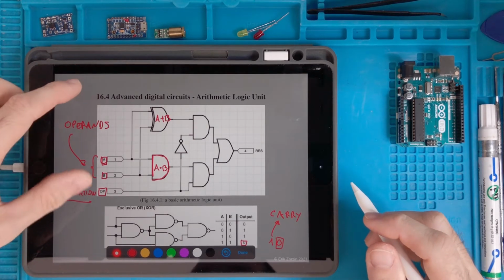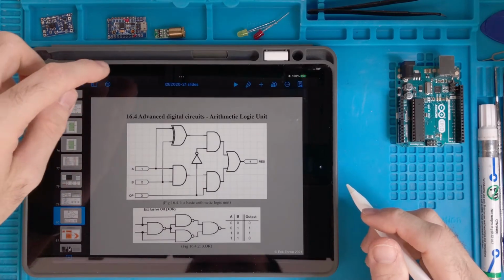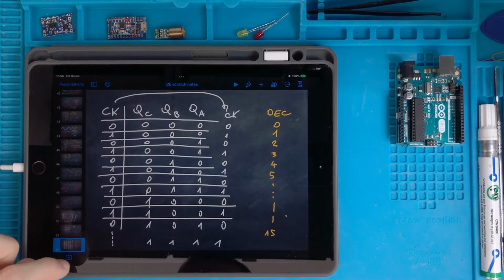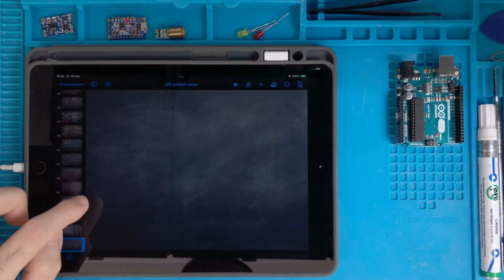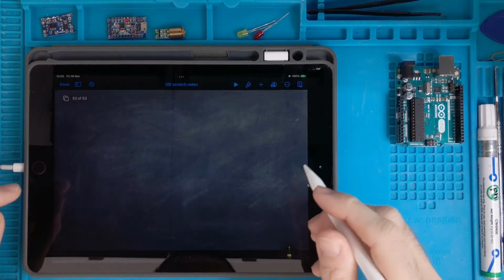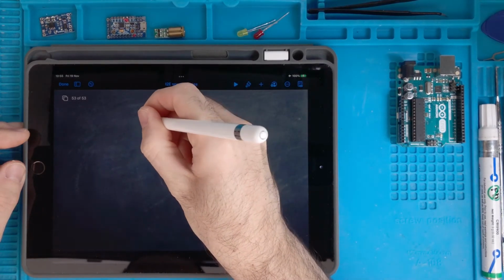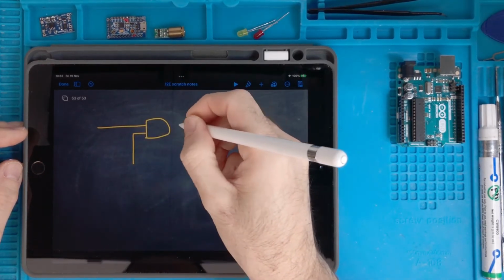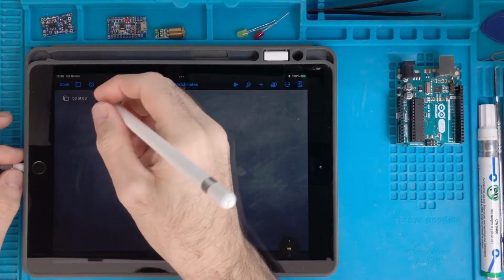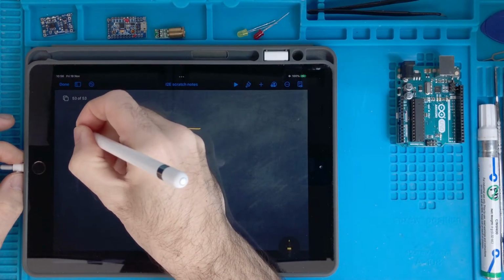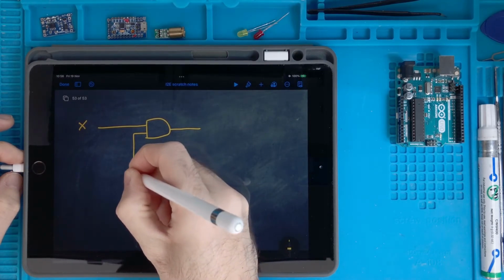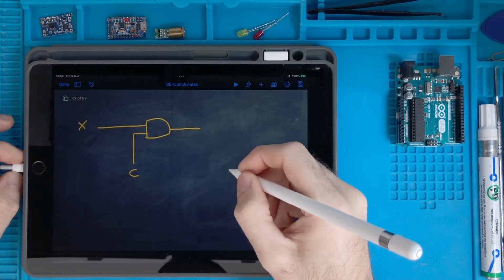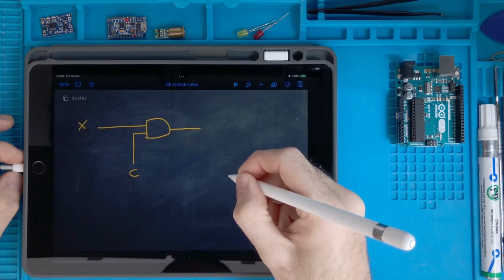So let's go back quickly to the notes and let's analyze this circuit. We put an AND gate with two inputs. Now I draw them like this, and we call this input X and this input C control. So the truth table of a AND gate is like this.